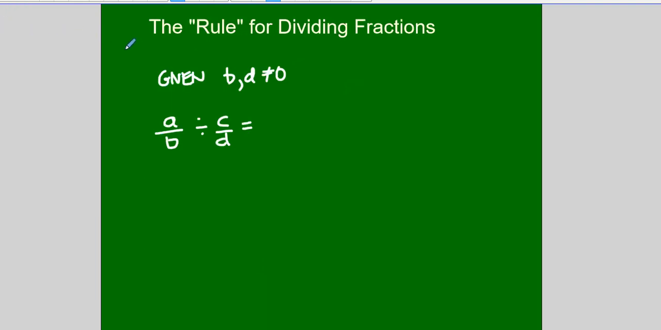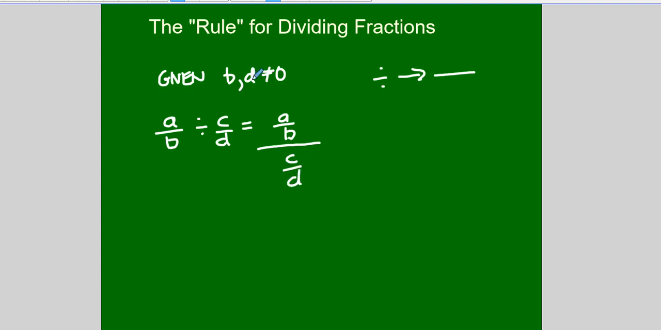So now let's talk about the rule for dividing fractions. So this would actually be a mathematical theorem. So let's derive the rule here though. So division means a fraction bar is another way of representing division. So for this problem, I'm going to use fraction bars. Instead of writing it as A over B divided by C over D, I'm going to write A over B divided by C over D this way.